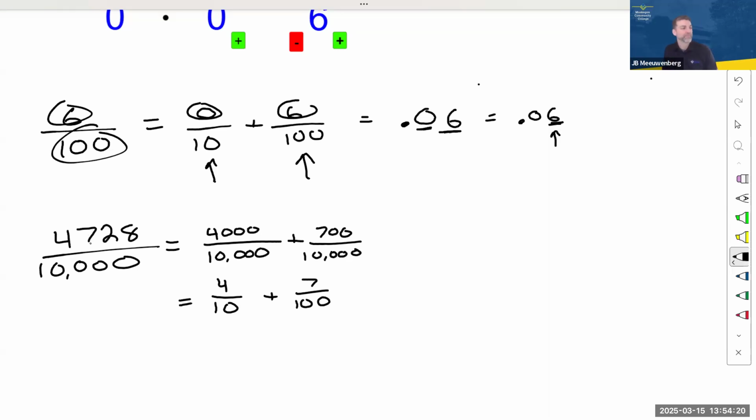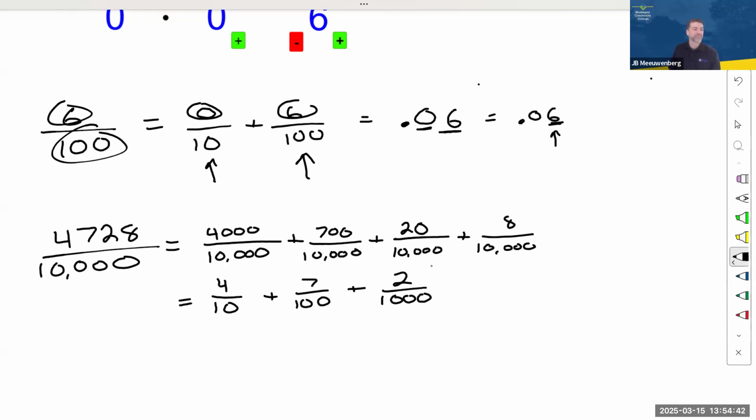Notice it's in the, well, we'll get to that in a minute. Then go to the 2. 2, because of its place, is worth 20 over 10,000ths, or 10,000. Cancel that. Now we have 2,000ths. And our last digit was that 8. So we have 8/10,000ths, which we'll just leave as 8/10,000ths.